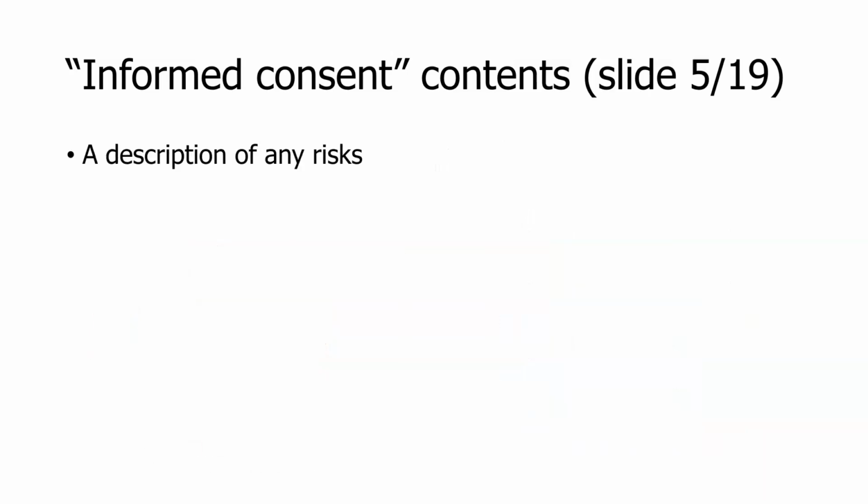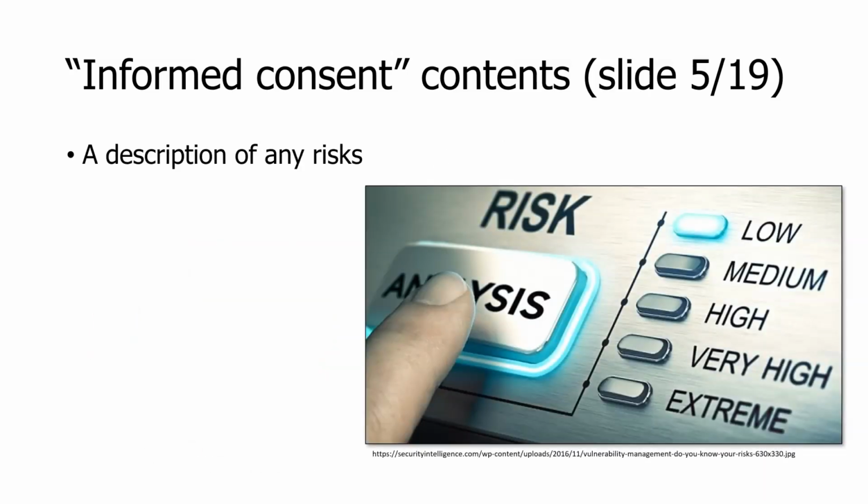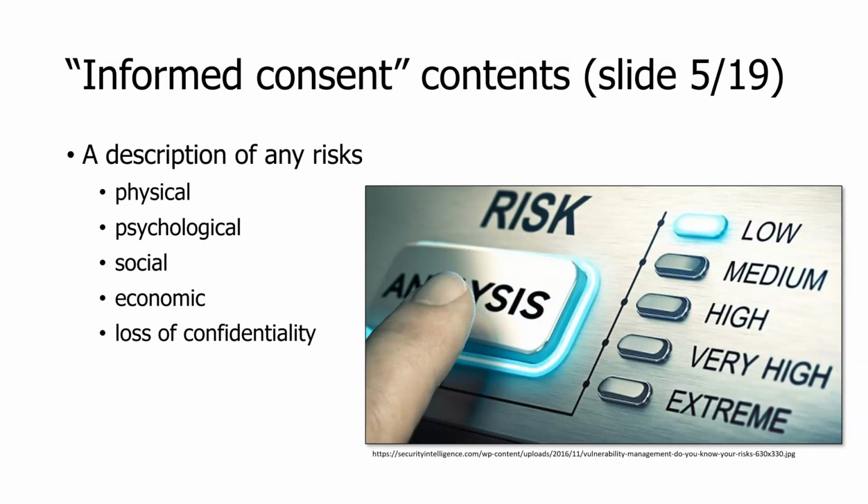A description of any risks that are involved. So risks are, well, there's quite a variety of risks that are possible. There could be physical risks, there could be psychological risks, social risks, economic risks. They could lose their confidentiality and information gets out. It could be embarrassing. Sometimes there's legal consequences possible. You have to tell people what could conceivably happen to them.